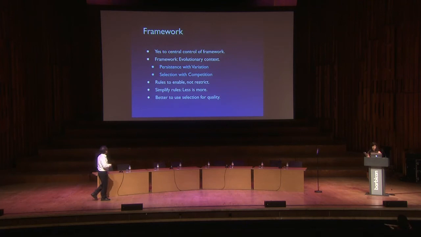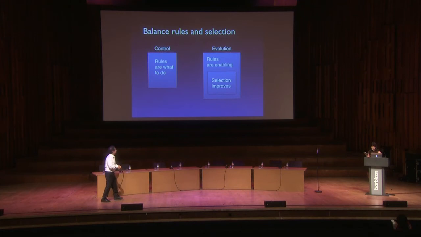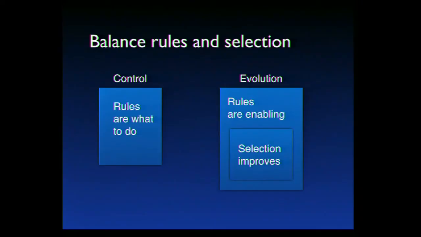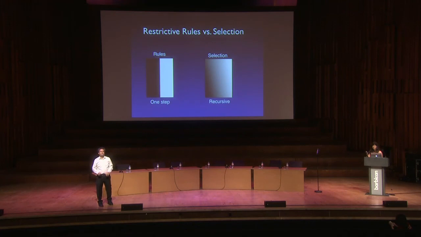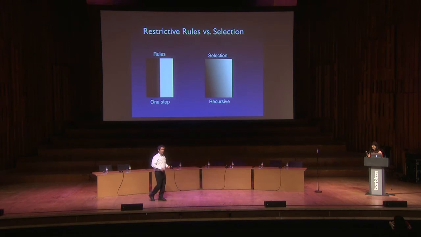So let me say a few more words about that, because rules turn out to be a really key part of the difference between control and evolutionary processes. In a controlled system, rules are about what to do and what not to do. In an evolutionary system, rules are fundamentally enabling, and selection is the process that creates the improvement of what is going on. And selection is recursive. It's fundamentally recursive. It's not about where you are, it's whether you're moving. And that's really an important difference.